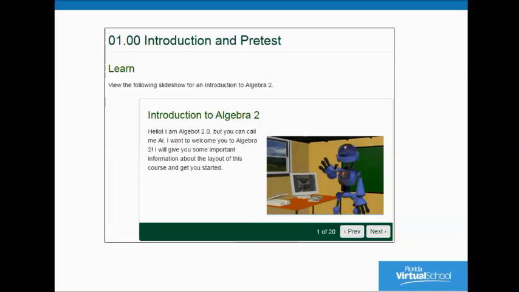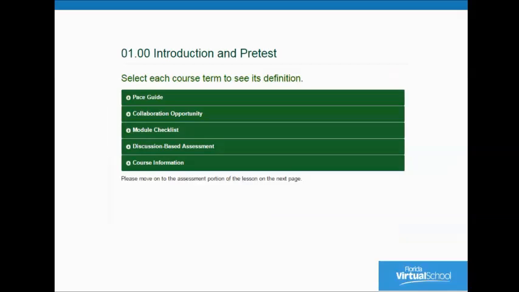This slideshow shows the students how to navigate through the course, what the icons mean, the click to reveals, those type of things, and how they get through the course. The next page in the introduction also talks a little bit about the tools that the students will have at their disposal, the pacing guide, collaboration opportunities, what that means, what a module checklist is, which the students are encouraged to use so they know that they've covered all the material in the module, what a discussion-based assessment is with their teacher, and also how to get to the course information and what is offered there.